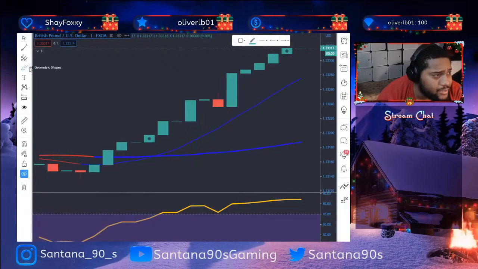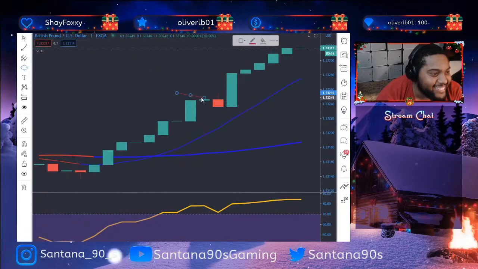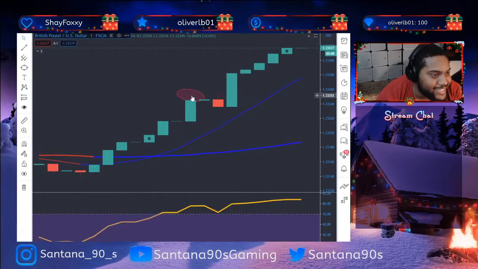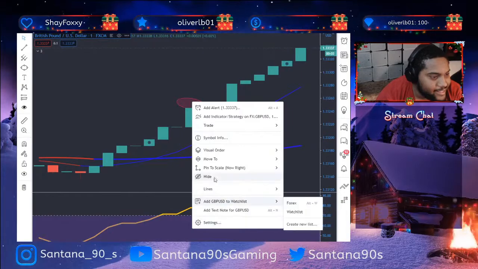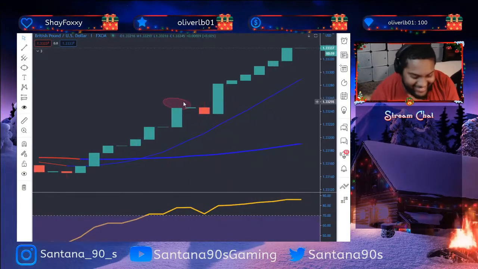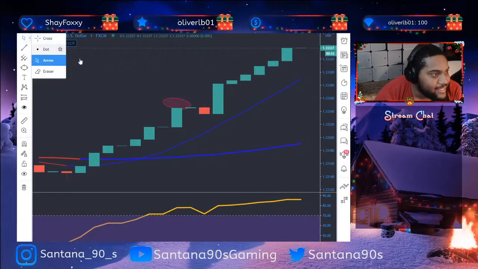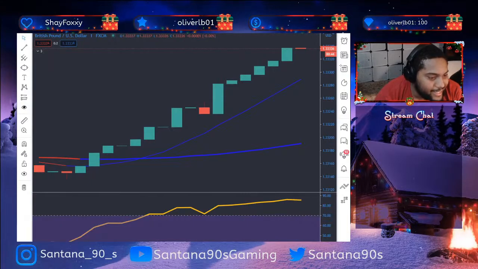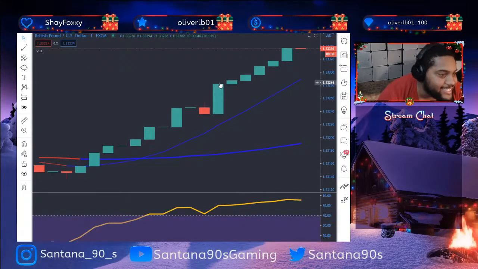I still haven't really learned this thing. I'm still learning how to draw in TradingView. See in there, that's a wick. That little line right there, that's a wick. Alright, delete. Oh no, I can't delete it. How can I delete it? Oh, erase. There we go. But yeah, that's a candle. I mean, that's a wick. So that's a candle. This is a wick.